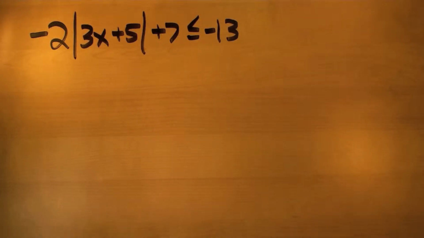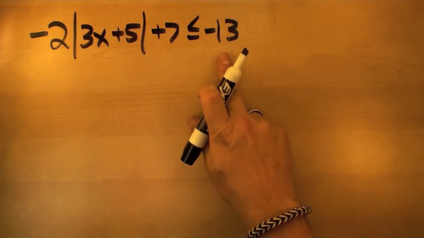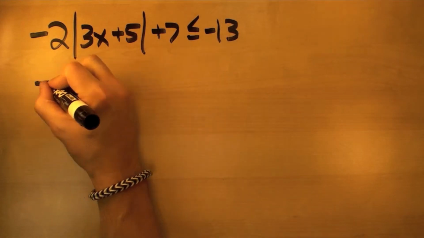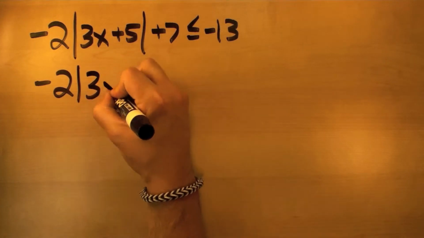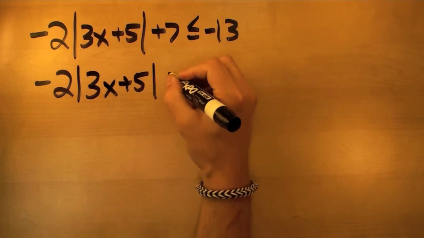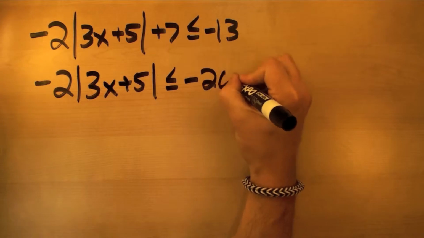Now let's do a couple examples where we're going to end up dividing by a negative, so we can remember exactly how to handle that situation. So first let's work on trying to get that absolute value isolated. We're going to subtract 7 from both sides, so this will become negative 2 times the absolute value of 3x plus 5 is less than or equal to negative 20.